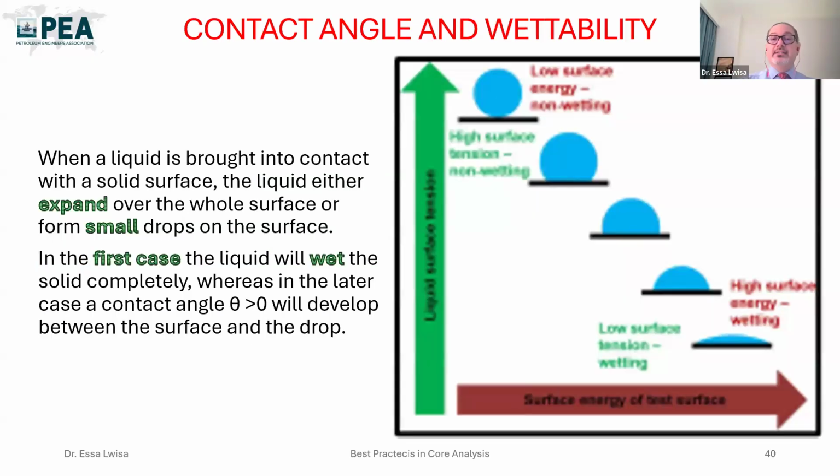Now, what is the relationship between contact angle and wettability? I want you please to look at this picture here. I hope it is clear for you to read. Okay, starting from the left: low surface energy. And that means this drop of water and this rock are not friends at all. This water hates this surface.